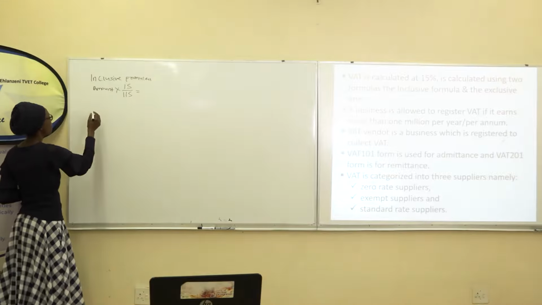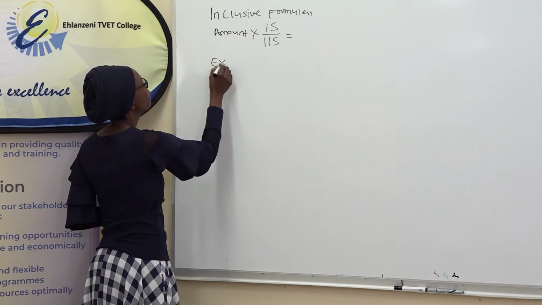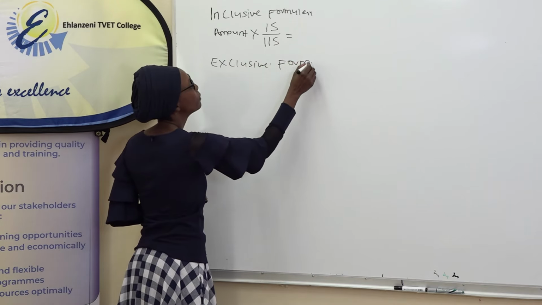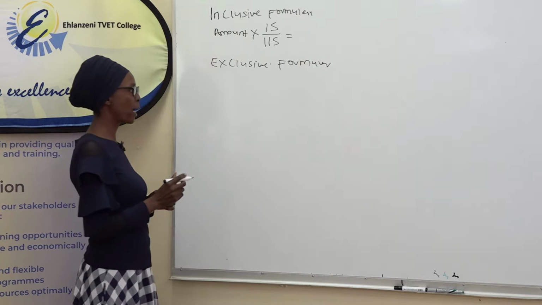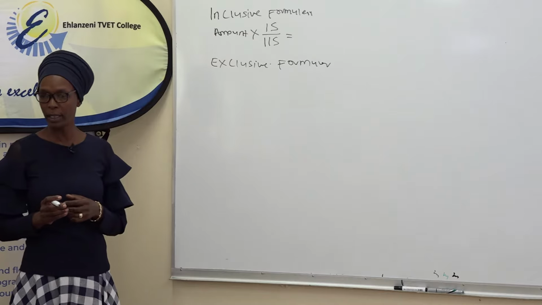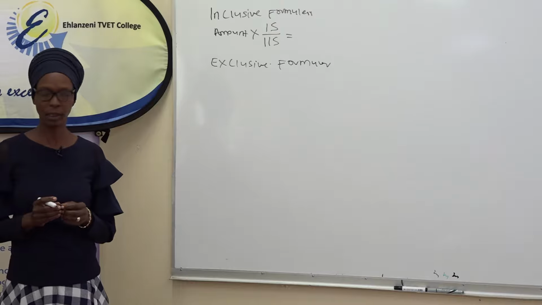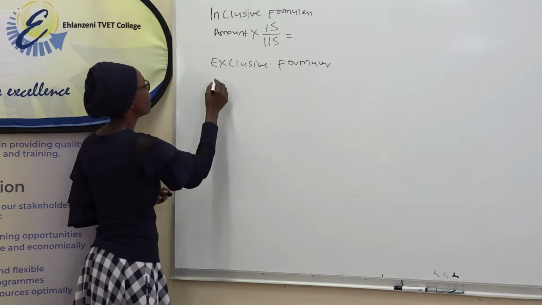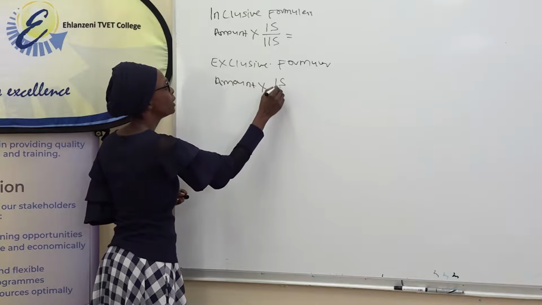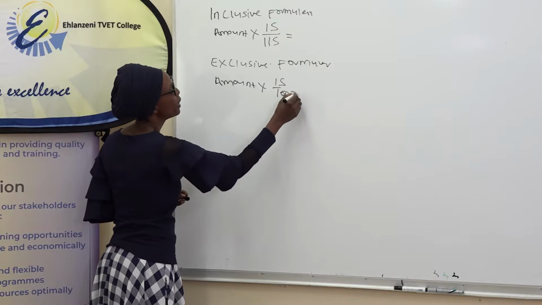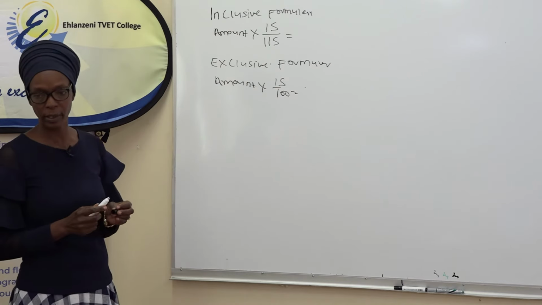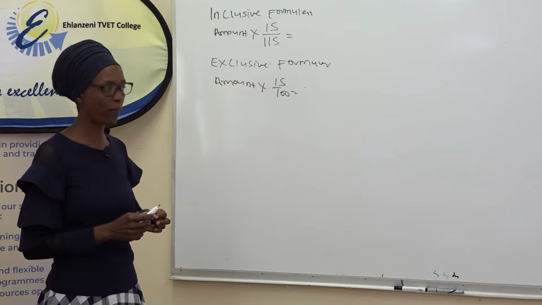Then the second formula is the exclusive formula. The exclusive formula is where you have to calculate VAT on the amount that is without VAT. The formula says the given amount multiplied by 15 divided by 100. Then you get the value-added tax amount. We'll do more calculations when we wrap up this topic.